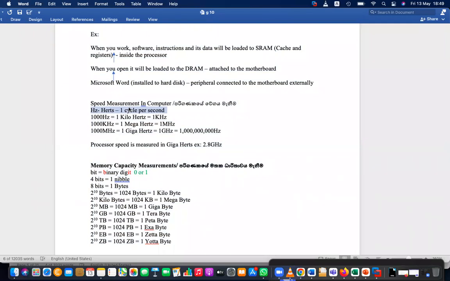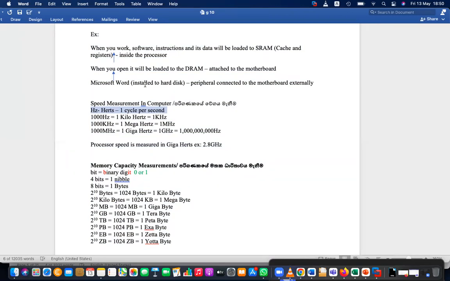Actually, what is this repetitive cycle? The repetitive cycle is that data is captured, then sent to the memory, then sent to the processor. After processing, it will come back. So let's think of that as a cycle: until a single data unit is processed, what is the time taken? That can be taken as a cycle.